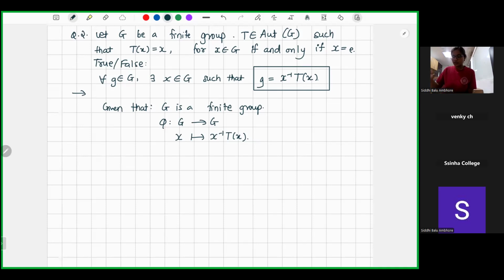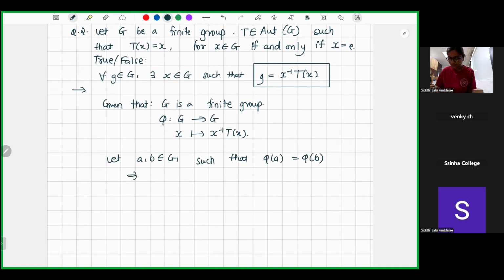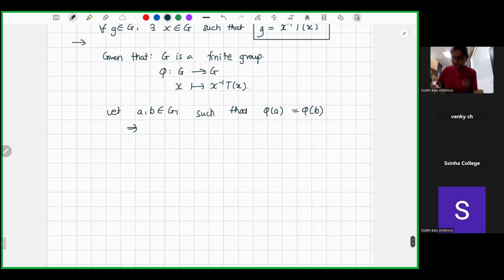We'll try to prove it: let a, b belong to G such that phi of a is equal to phi of b. So this will imply what? Phi of a is a inverse Ta, right? This is b inverse Tb. So this will imply what?